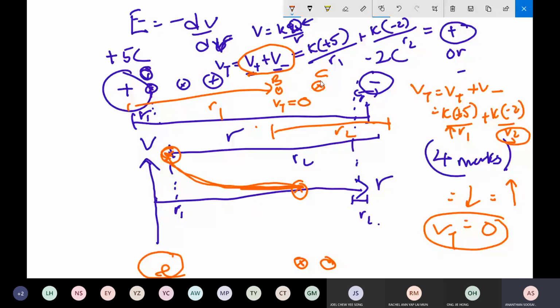Point C means very close to negative already. If very close to negative, the potential of negative gets bigger than the positive. So the potential starts to become negative. So the graph will be like this.